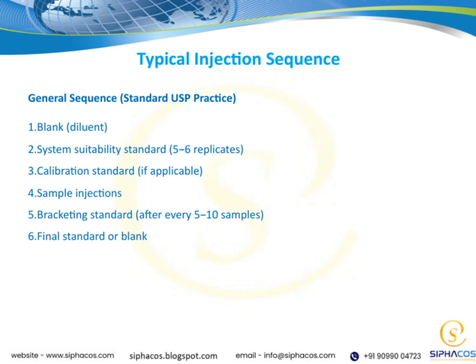To maintain accuracy and account for any variability during the run, we insert a bracketing standard after every 5 to 10 samples. This helps us verify that the system remains stable throughout the entire batch. Finally, at the end of the sequence, we run a final standard or blank.